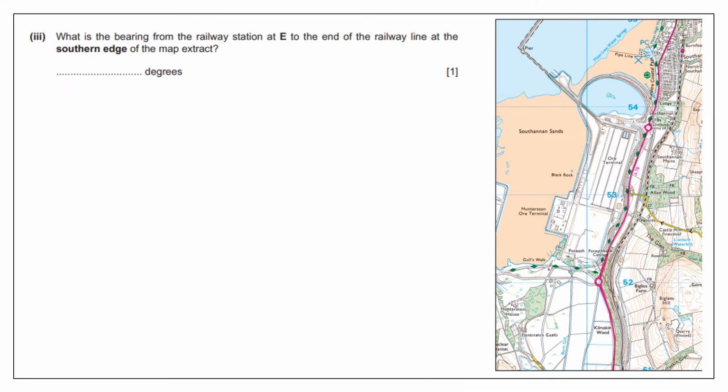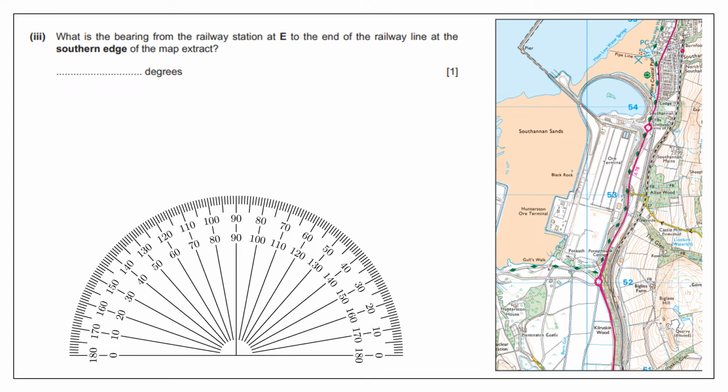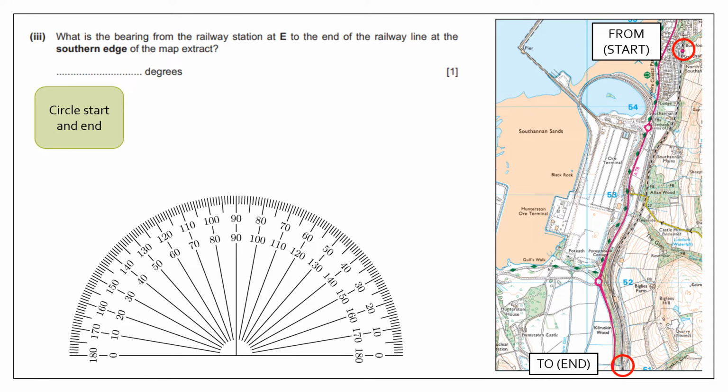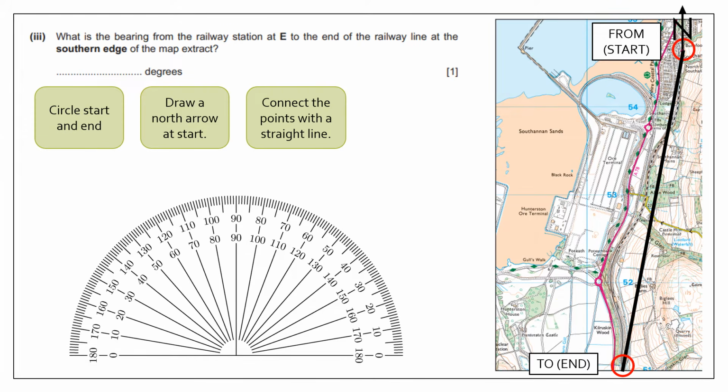Another one you have to do is work out the bearing. So this is where your protractor comes in. So to do this, you circle the start and the end. Now remember, and this question is worded slightly differently, you're going from the railway station at E to the end of the railway line. So the start point is the railway station, and the end point is where the railway line goes off the map extract. I would then draw a north arrow at the start, and then I would connect the points with a straight line.